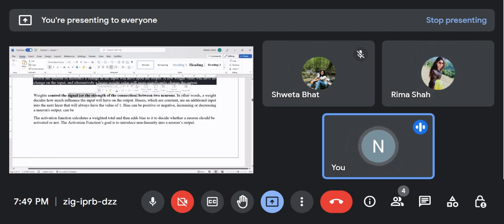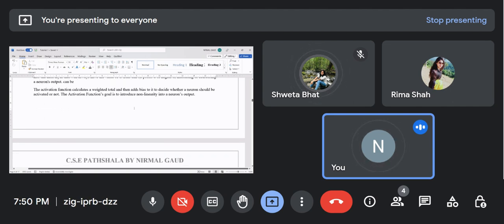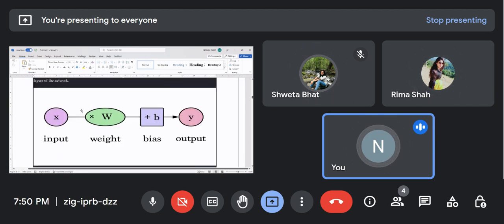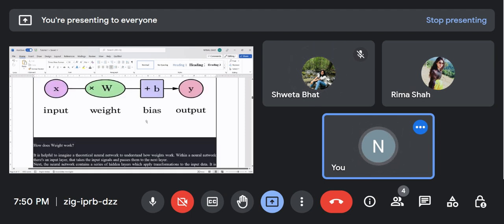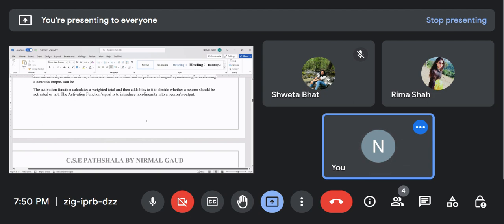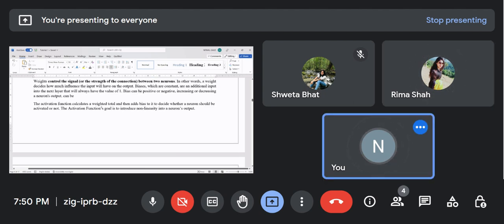So weights control the signal, and bias is the difference between your expected and the actual output. Next comes the activation function. As you have performed this operation, you need to apply this to an activation function. Now, a very important topic: activation functions. The activation function calculates a weighted total and adds bias to decide whether the neuron should be activated or not. If there is a requirement of making a neuron active, it depends upon your activation function.